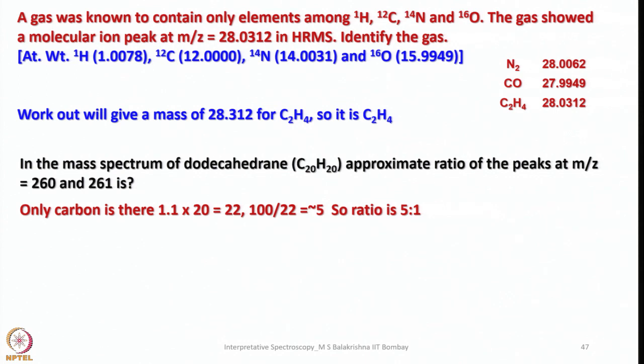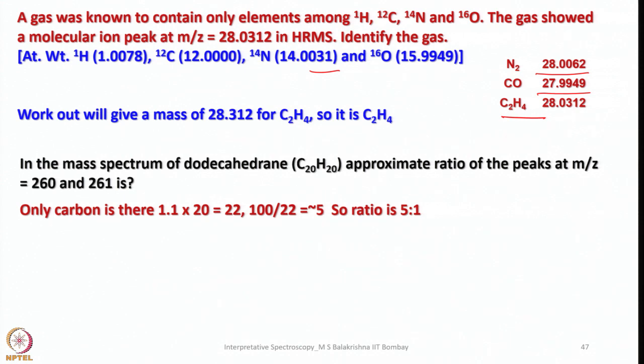A gas was known to contain only elements among 1H, 12C, 14N and 16O. The gas showed a molecular ion peak at mass to charge ratio of 28.0312 in a high resolution mass spectrum. Identify the gas. So here the information we need is the atomic weight of these four elements. H is 1.0078, 12C is 12.00, 14N is 14.0031, and 16O is 15.9949. Then if we look into all possible gases, we can think of N2, CO and C2H4. N2 will be 28.0062, CO will be 27.9949, and C2H4 will be 28.0312.